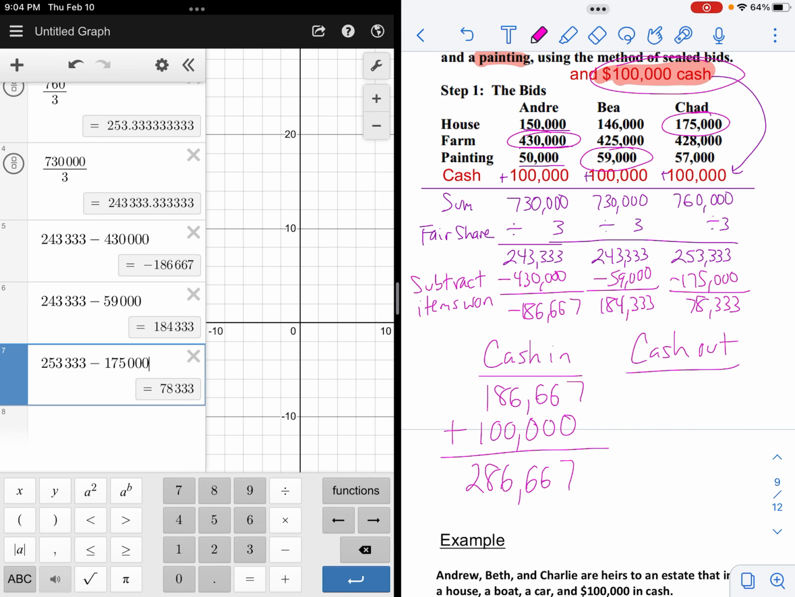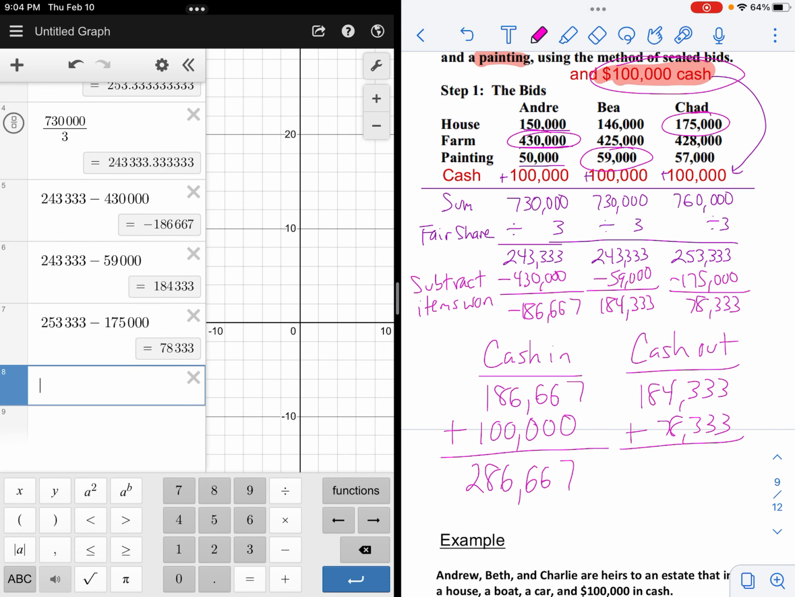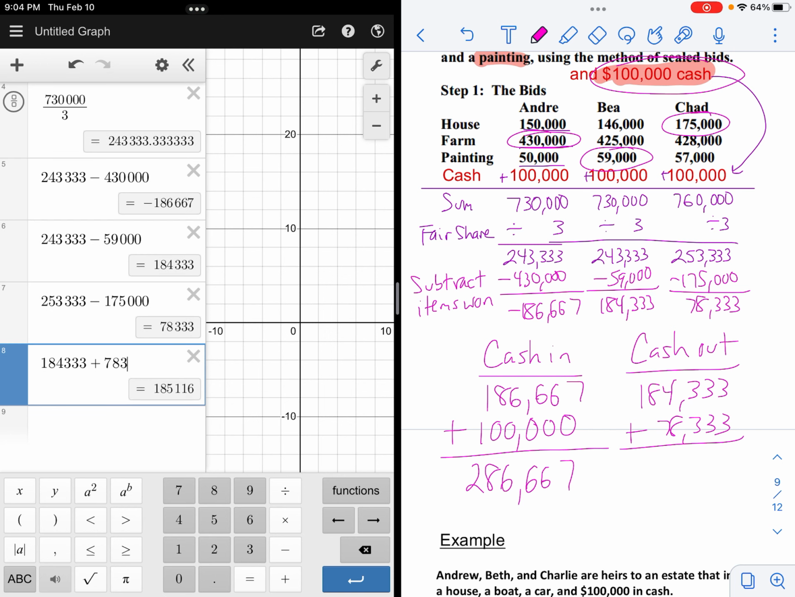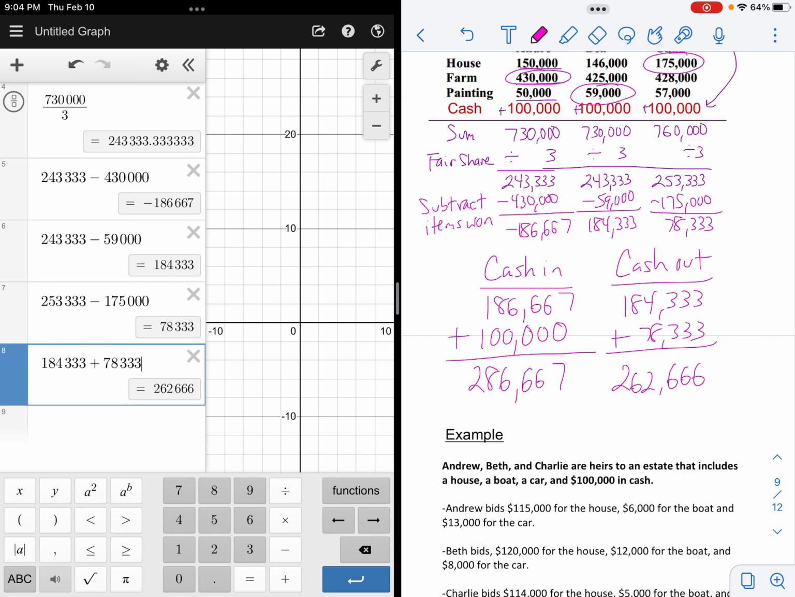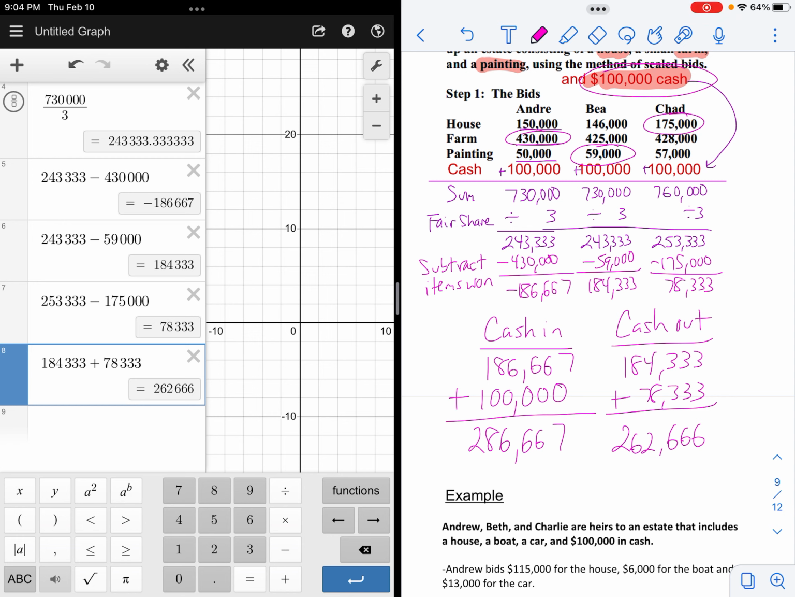Chad. B and Chad are cashing out 184,333 and 78,333. So how much are they cashing out? Add those two numbers up. They're cashing out 262,666. All right. So there's $286,000 flowing into the estate because Andre owes money, plus there's 100,000 sitting in there initially. But then there's 262 flowing out of the estate. So you subtract these.